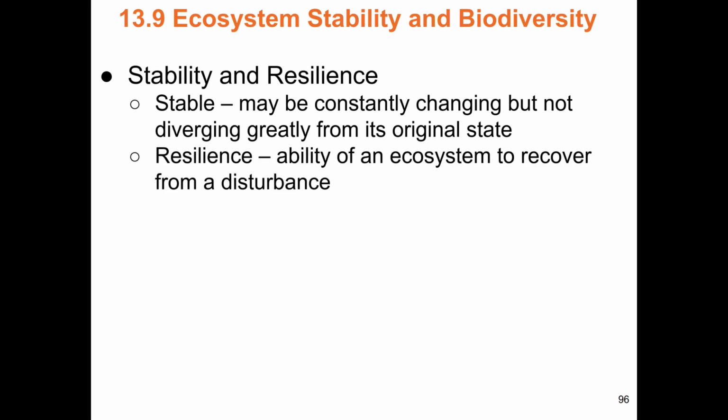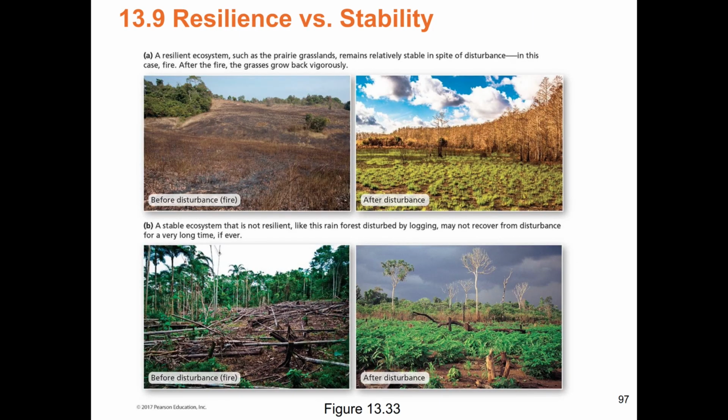As opposed to resilience, and resilience is the ability to recover. So I've put them together, but they're not the same. Stable is how resistant to change it is. Resilience is how easily it springs back from a disturbance. So resilience, lots of diversity. Prairie grasslands remain stable. So it went from grassland to grassland. So this was both stable and resilient.